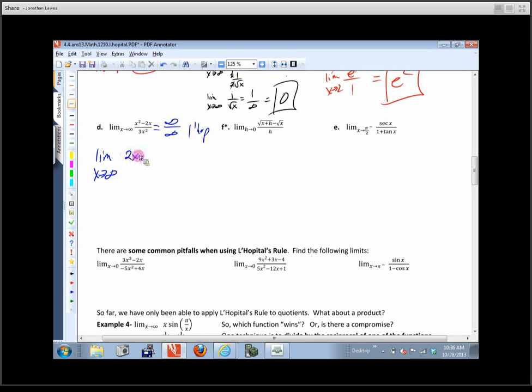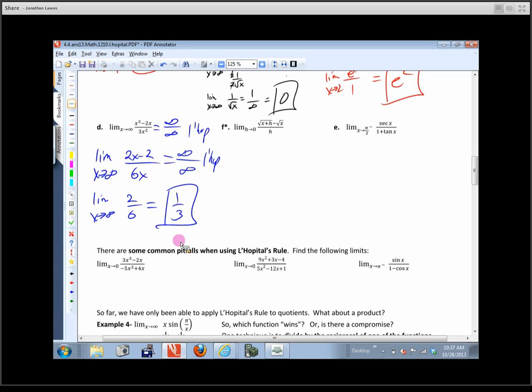This is 2x minus 2, and this is 6x. Still going toward infinity and still going toward infinity, right? Apply L'Hopital's rule again. So we'll find the limit as x approaches infinity. This is going to be a 2, this is going to be a 6, and so our answer is 1/3.